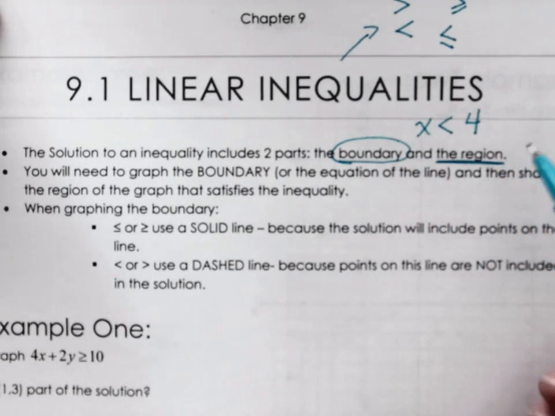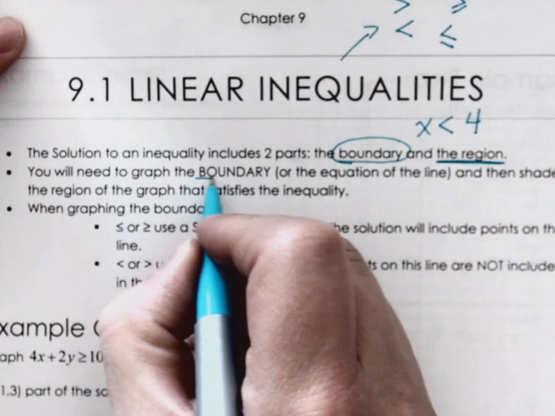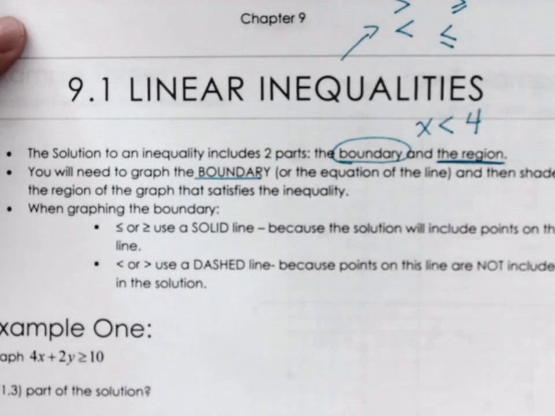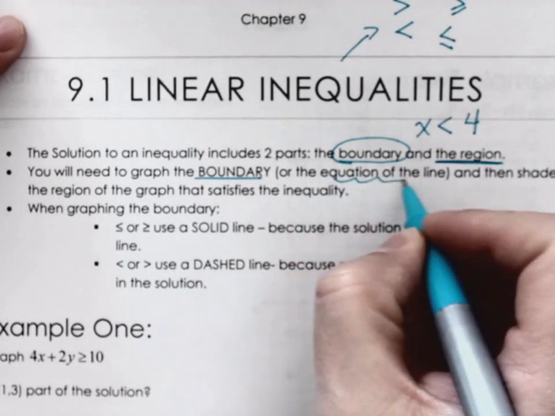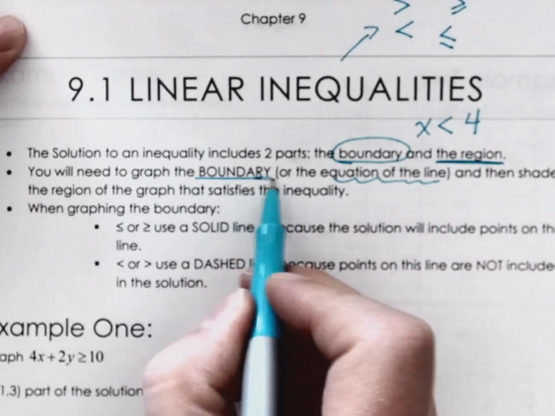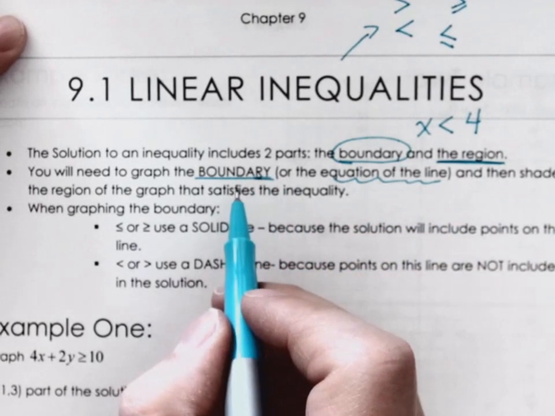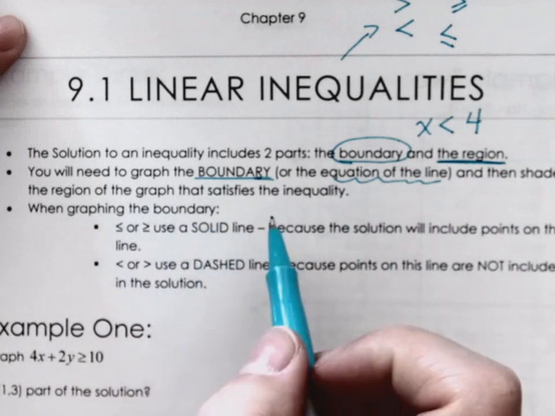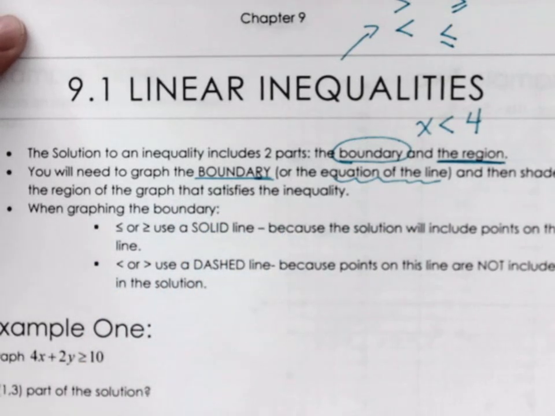The boundary is going to be your line, and then the region is going to be our shaded region. Now, when you graph the boundary, it's like we're going back to grade 10, we're going to graph that line. So it's the equation of the line that we're graphing. When I talk about boundary, that's what we're going to do first. And the shaded region, it's just, does above or below the line make the statement true?